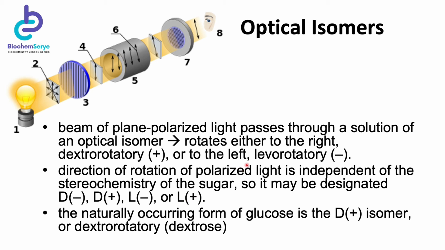For example, the naturally occurring form of fructose is the D- isomer. Thus, emphatically, we have to differentiate that optical isomerism doesn't refer to the D and L isomers or enantiomers. In solution, glucose is dextrorotatory or plus, and glucose solutions are sometimes known as dextrose.